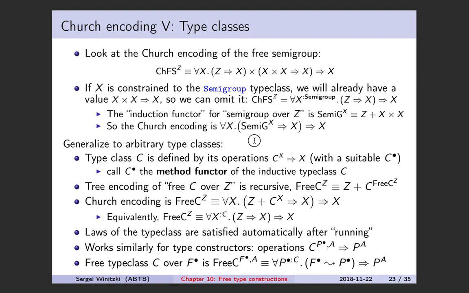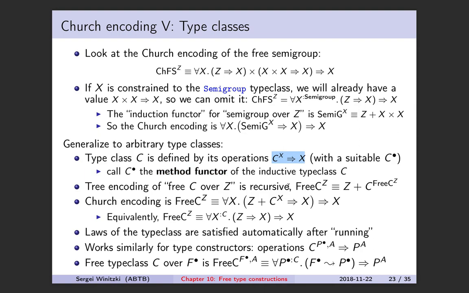So first of all, we define a functor that describes the operations of the type class. So, for example, for the semigroup, we had a single operation, and writing it in this form means that Cx is just a pair of XX. But in more general type classes, Cx would be more general. And so that would be what I call the method functor.